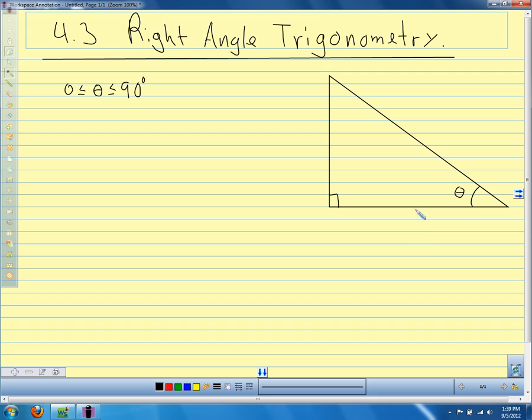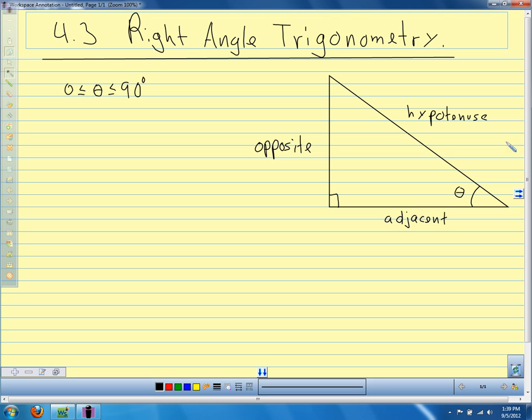The way we're going to label this triangle is, our angle that we're interested in, theta, is our reference angle in our triangle. This is going to be the opposite side. This is the adjacent side. And this side is the hypotenuse. So whenever we're talking about trigonometry, this is how we're labeling our triangle.